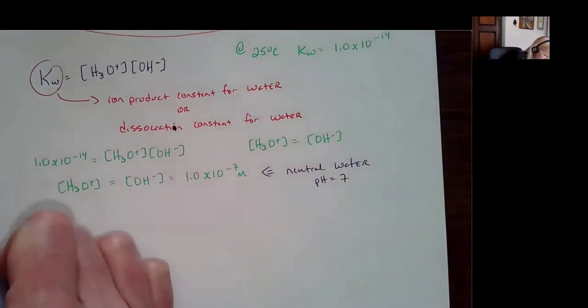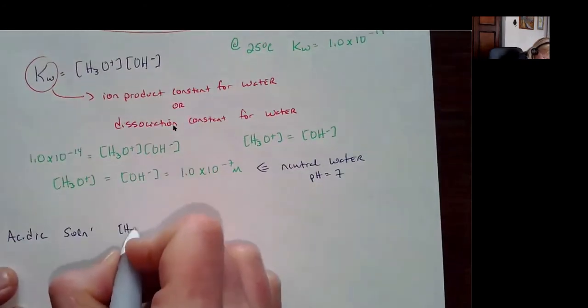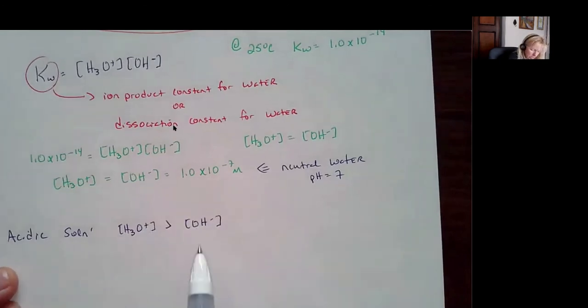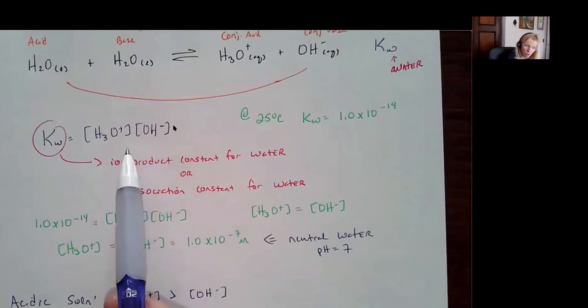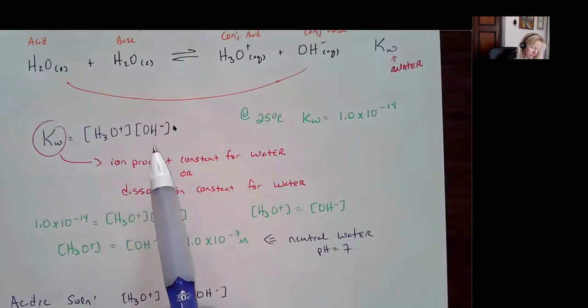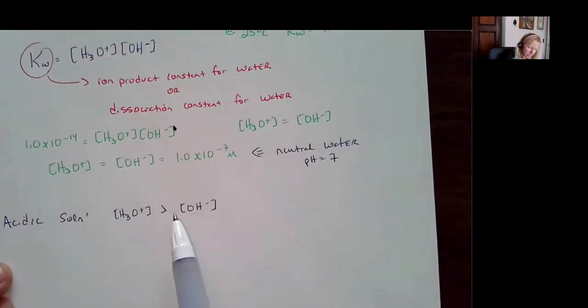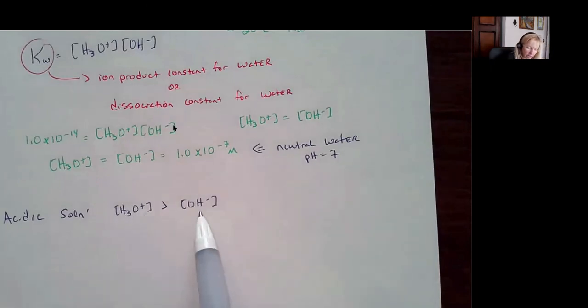If I have an acidic solution, in an acidic solution my H3O plus is going to be greater than my OH minus. I'm still probably going to have some hydroxide because just from the water itself, I'm going to have a little bit of hydroxide ion in solution. But if my solution is acidic, there's going to be much more of my hydronium ion present than my hydroxide ion.